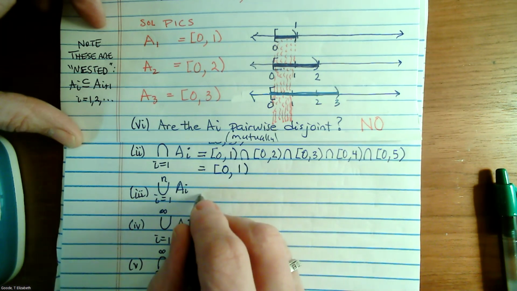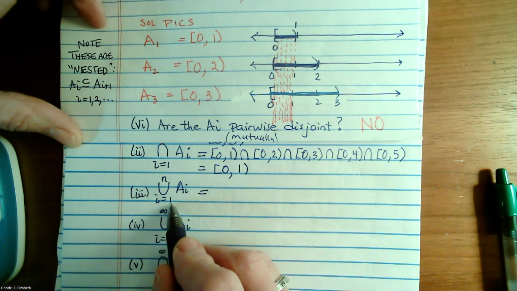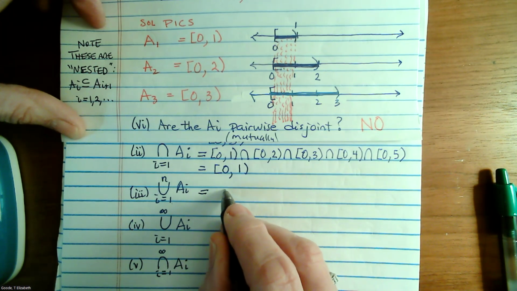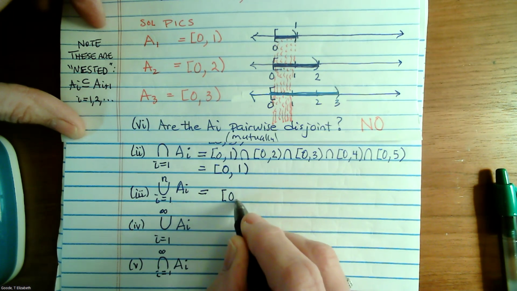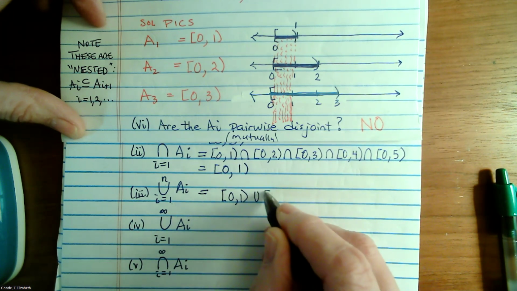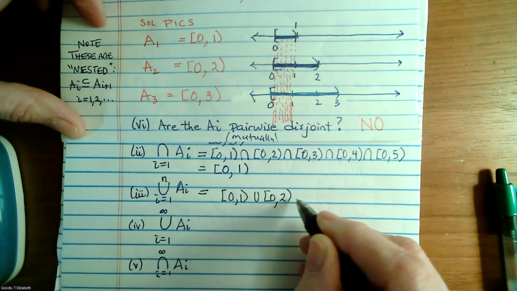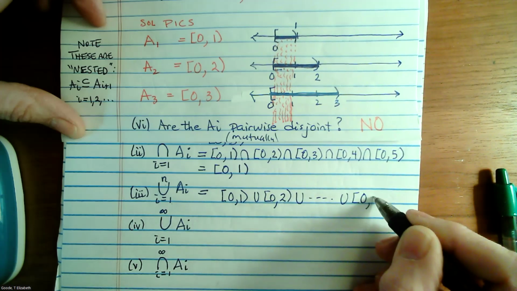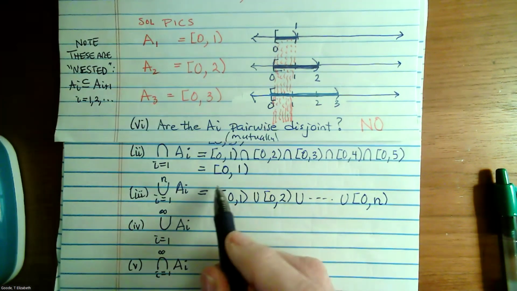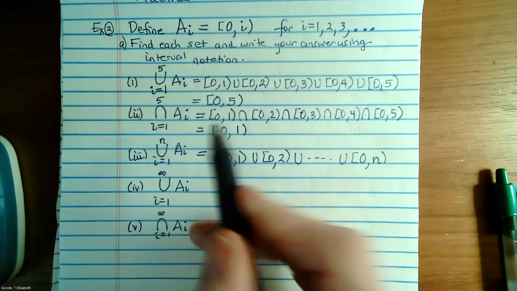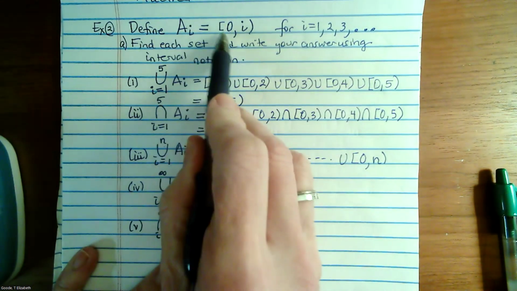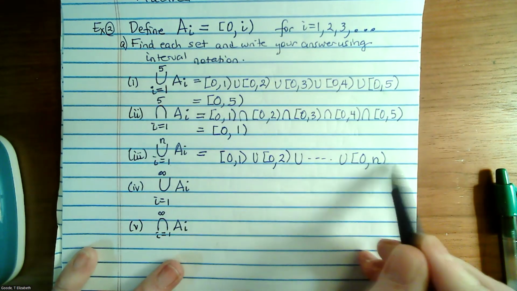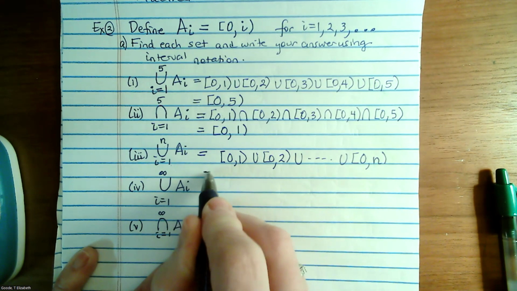All right, so what if we took the union, folks, from i equals 1 to n? Let's just think about that. It would be 0 to 1, don't include 1, union, include 0 to 2, don't include 2, union, keep on going all the way up to A sub n, which means just put the n into i. A sub n is just include 0, go up to n, but don't include n. So that's what A sub n looks like. So what would be the union of those?